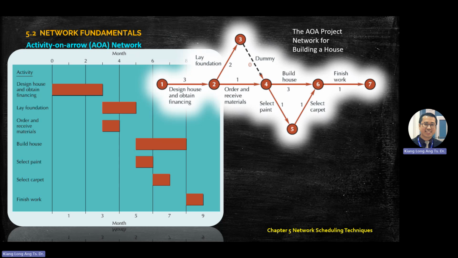Okay, you split. When you split, this one continues after these activities: select paint. So that's why after select paint, you go to select carpet. So there's a node there. Then they will combine at one point with this node number 6 here. So this one will be 5 here. They will combine at one stage after you build houses, which will be the finish work. Then close with node number 7.